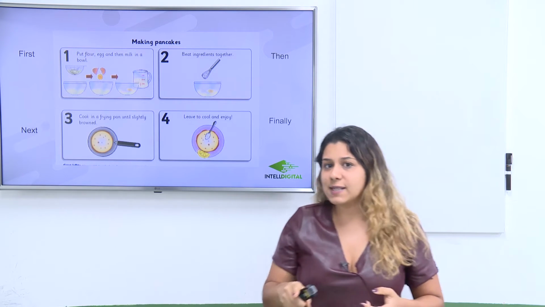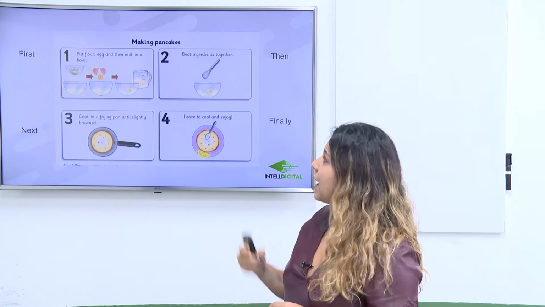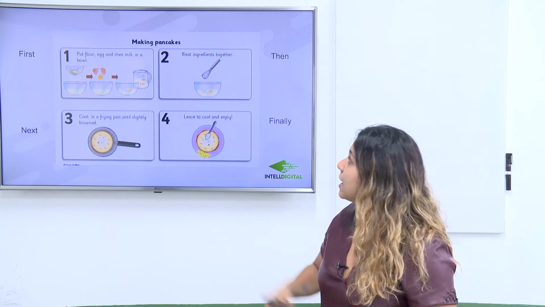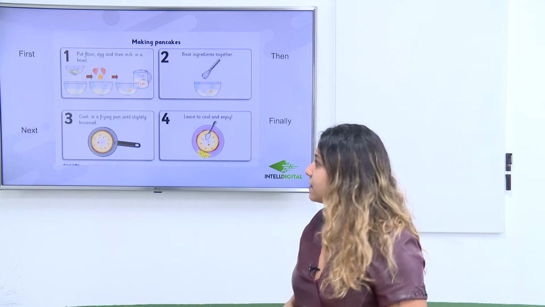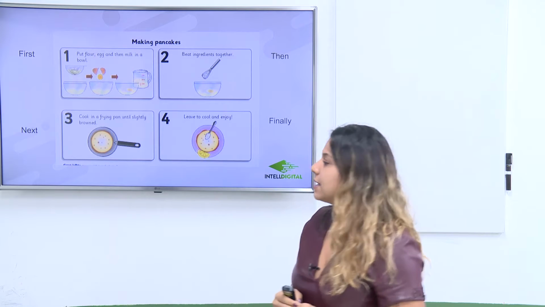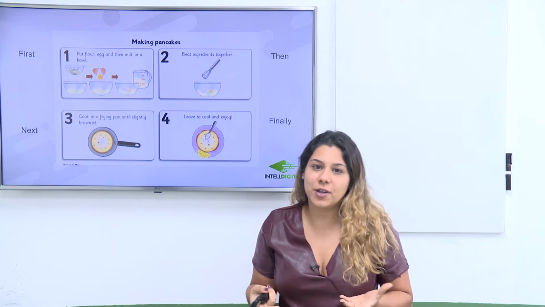Okay, so all the recipe we write and say like this. First, put flour, egg, and then milk in a bowl. Then, beat ingredients together. Next, cook in a frying pan until slightly browned. And finally, leave to cool and enjoy your pancakes.